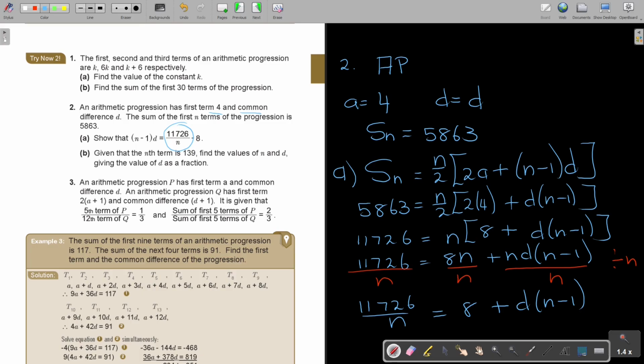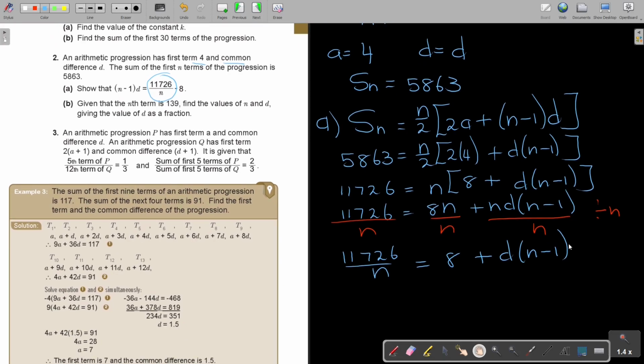And now I'm just going to rearrange. Remember, I'm trying to get this. So I leave this, and I'm just taking that 8 over. So basically, therefore, let's go to blue. Therefore, d(n minus 1) equals 11726 over n minus 8. I almost was not concentrating, and I also followed the incorrect way.